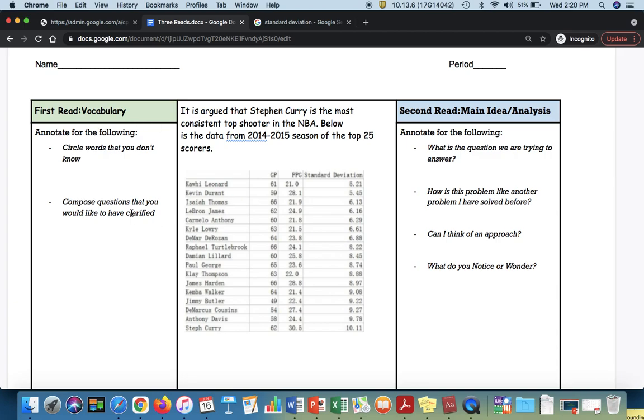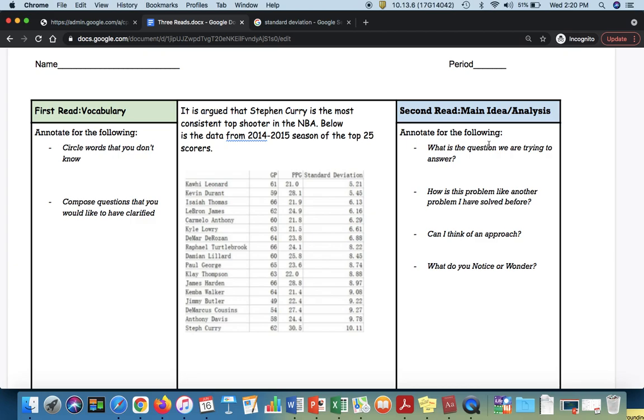For the first read, I would suggest they annotate the following: words they don't know, and compose questions that they'd like to have clarified, right? Maybe they don't understand the standard deviation. Maybe they want to know why games played is important in the context. If we had a player with 3 or 4 games played, we can't really make an assumption there based on the whole season.